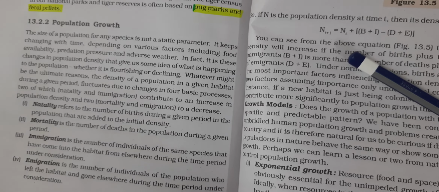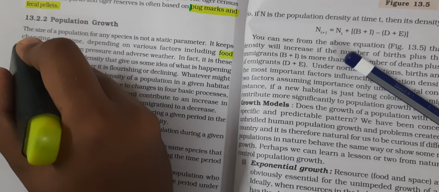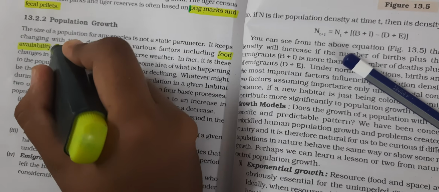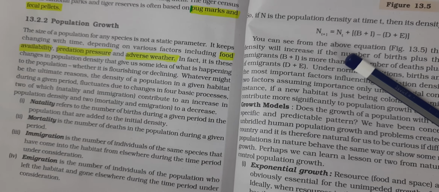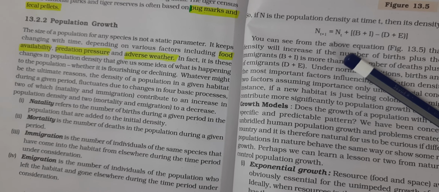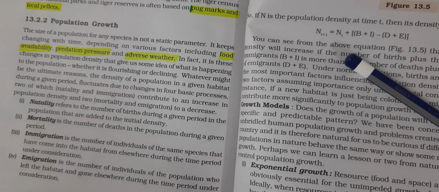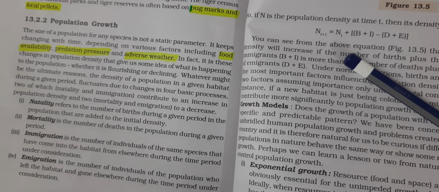So, what are the factors that are determining the size of a population? Food availability, predation pressure, and adverse weather. In fact, it is these changes in the population density that give us some idea of what is happening to the population, whether it's flourishing or it is declining.